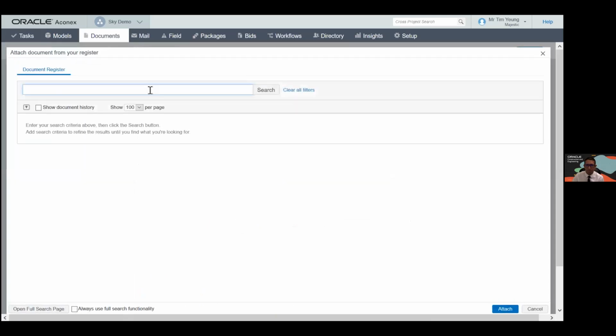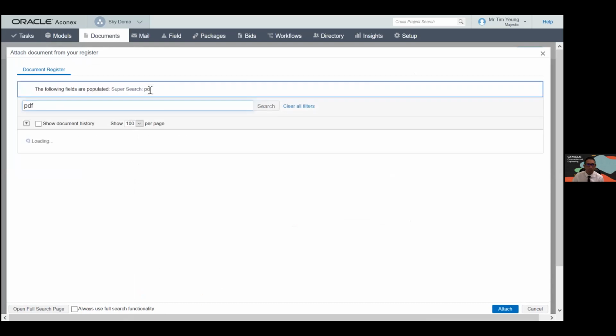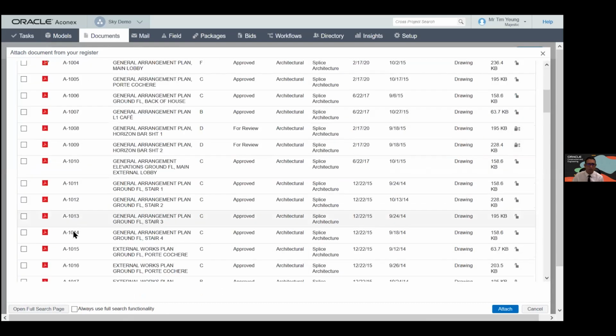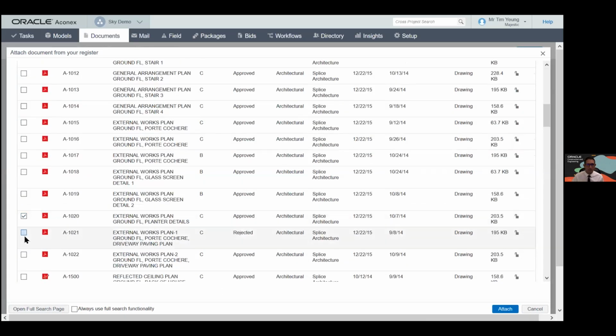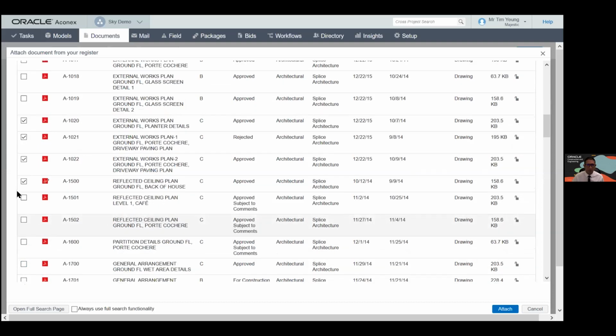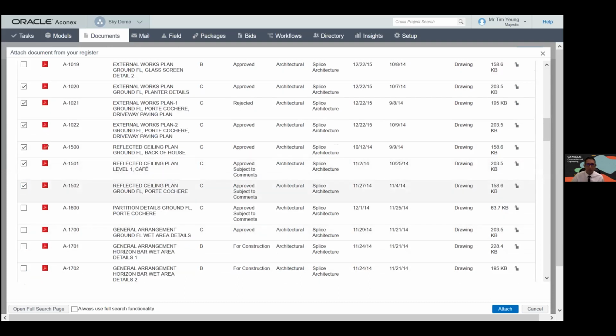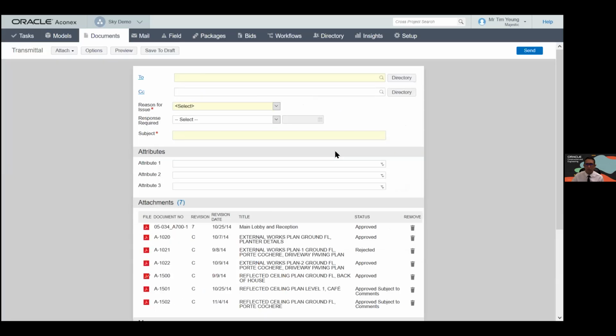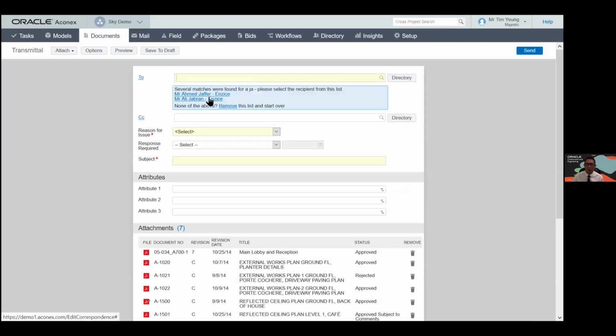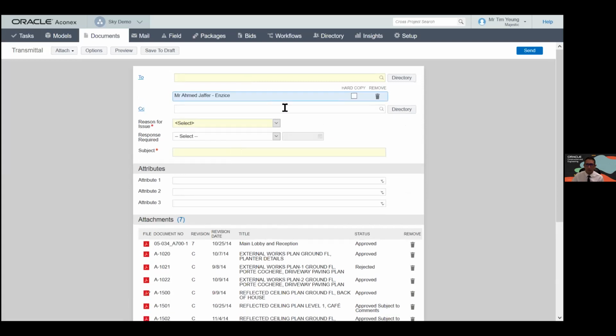So I'm just going to show you briefly here. I can attach other documents, for instance, here. So instead of having a limit on the number of documents, you can attach as many as you want. I'm going to send this to my mechanical subcontractor, for instance. I'm going to say, why am I actually sending this?